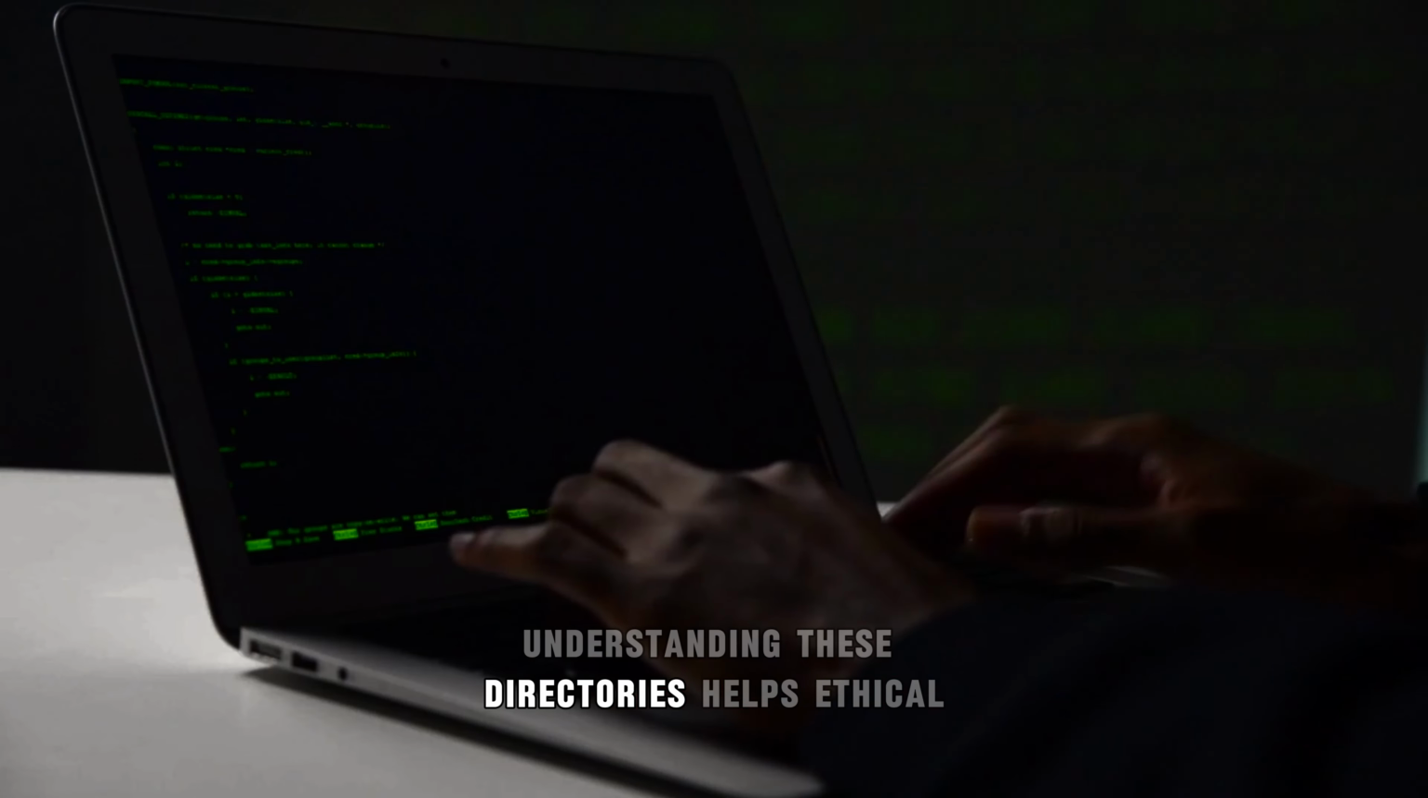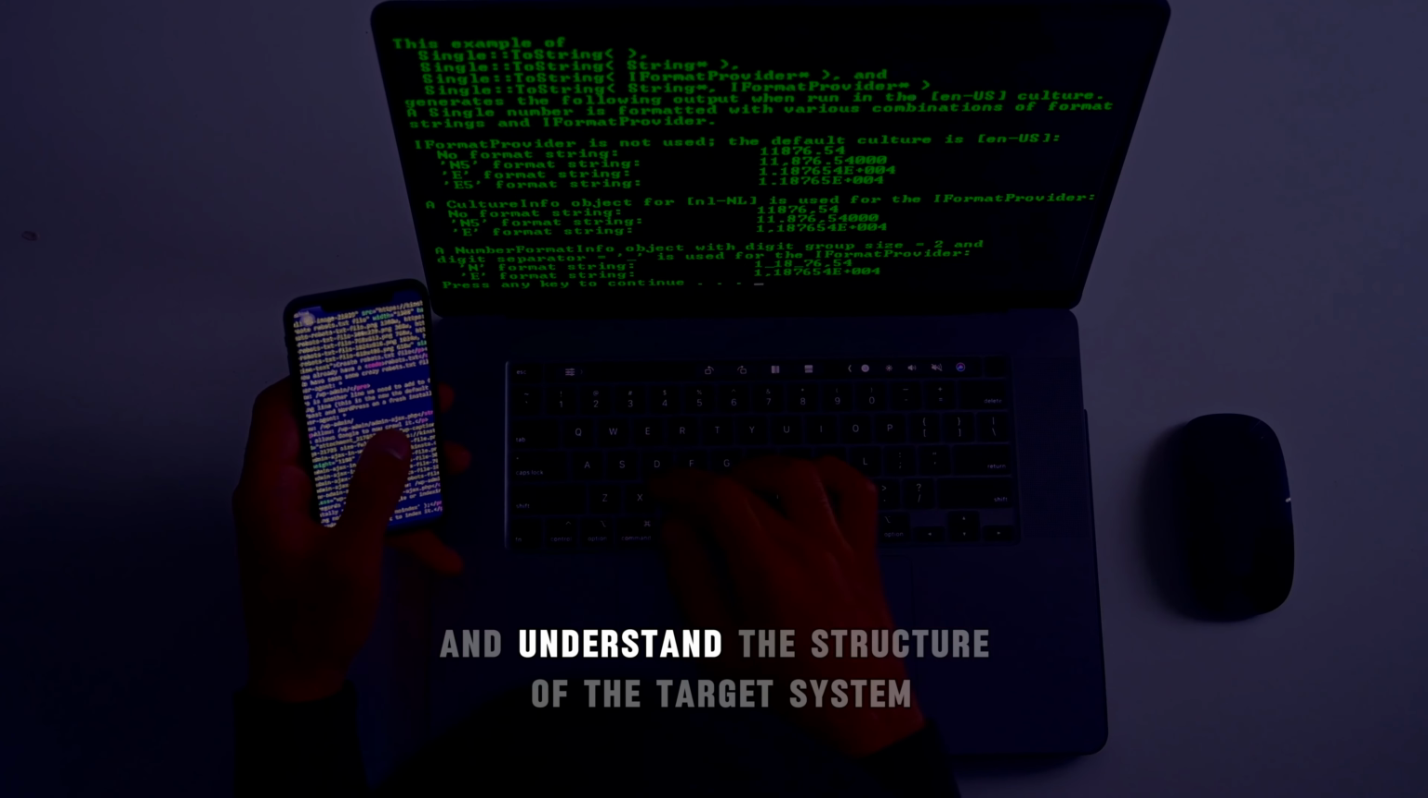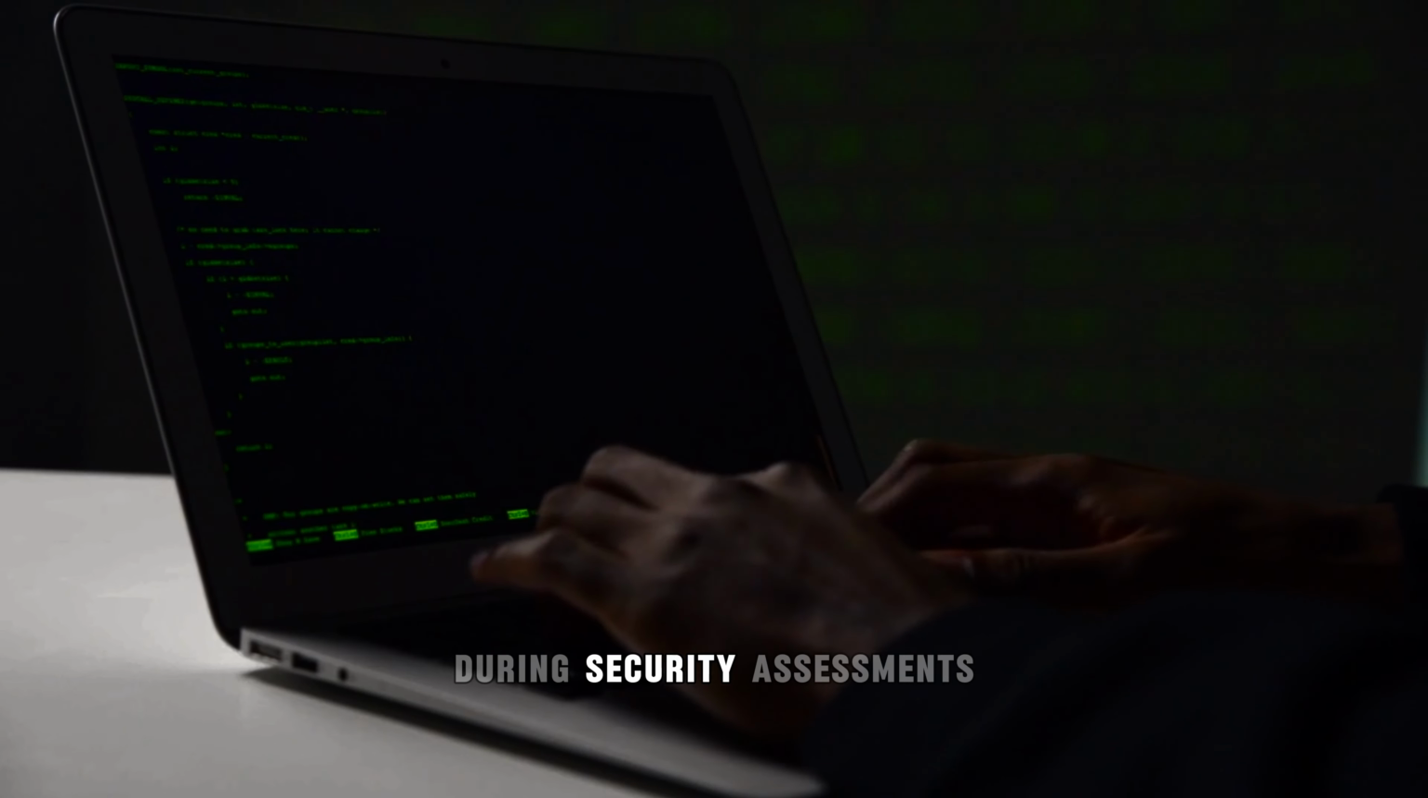Understanding these directories helps ethical hackers locate important files, analyze configurations, and understand the structure of the target system during security assessments.